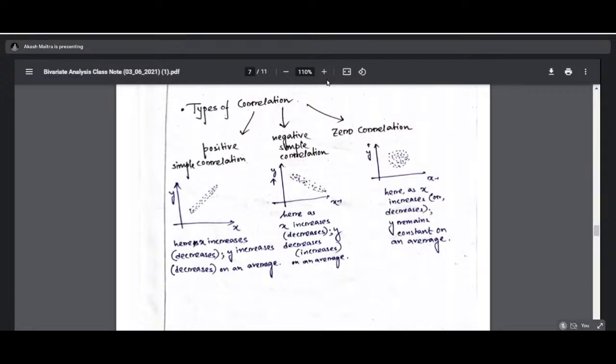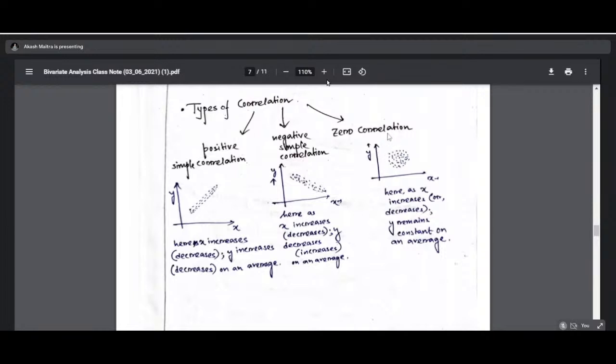But here, as x increases, on average y has to decrease. That is, if you consider it as a straight line, we have to get a negative slope. So here, as x increases, y decreases on average, and as x decreases, y increases on average.